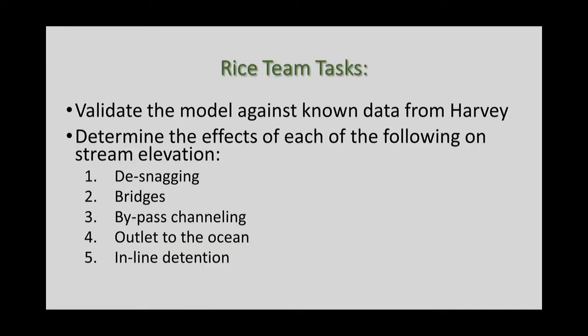If you remember last time we spoke, Dr. Bedient was in. The Rice team is doing some studies, and they're going to be working on some things. They have a validation model, if you will, against some of the data from Harvey. They'll be determining the effects of the following: the desnagging, the bridges, bypass channeling, outlet to the ocean, and inline detention. Those are just some of the main things that we're asking him to look at. Basically, he's going to come back and give us information about that, let us know what would happen if you do those things, and then what series of things you need to compound on top of each other.